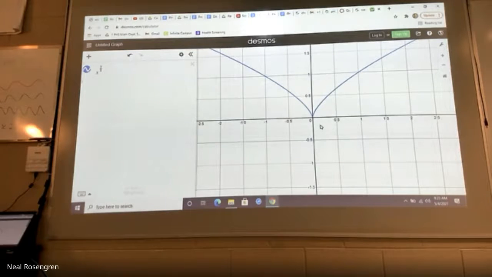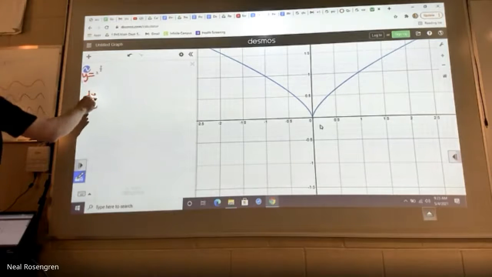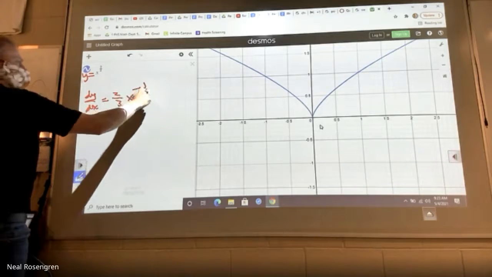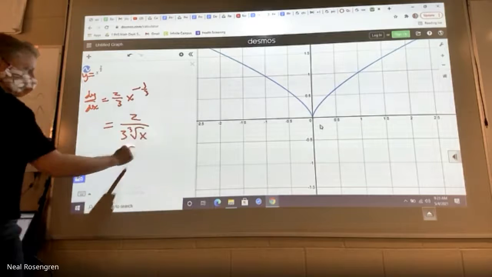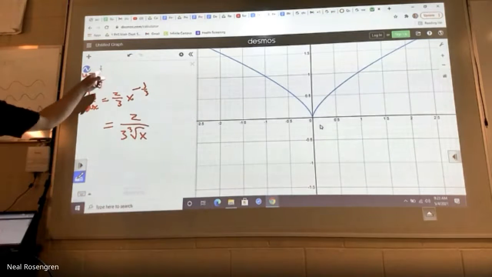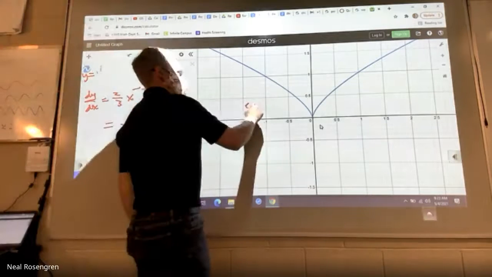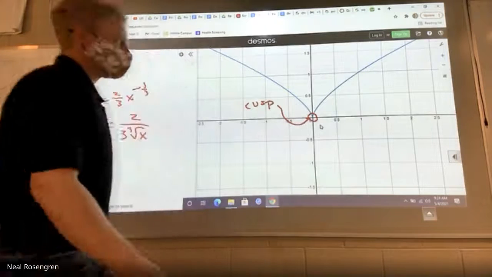Because imagine taking the derivative of y equals this, dy/dx: exponent in front, decrease the power by 1, that's 2 over 3 cube root of x. Can we plug in 0 into the derivative? There's your function, there's your derivative. Function is defined, derivative is not. So if you see that, it's called a cusp.